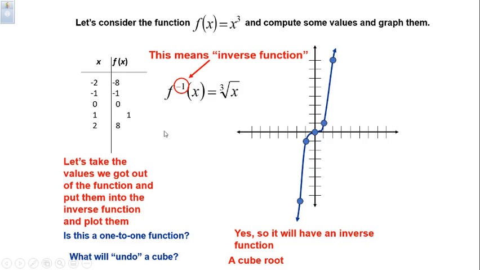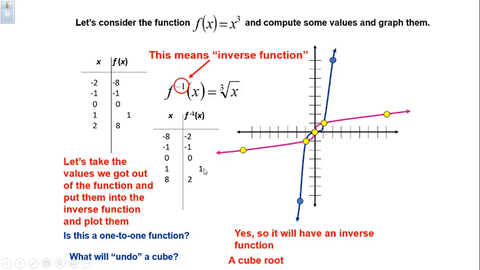Your outputs become your inputs so that your inputs become your outputs. So when you're doing the inverse of a function, basically you're just switching your x and y values. So my new x values are -8, -1, 0, 1, and 8, and my new y values are -2, -1, 0, 1, and 2. When I plot those points, there we have the graph.